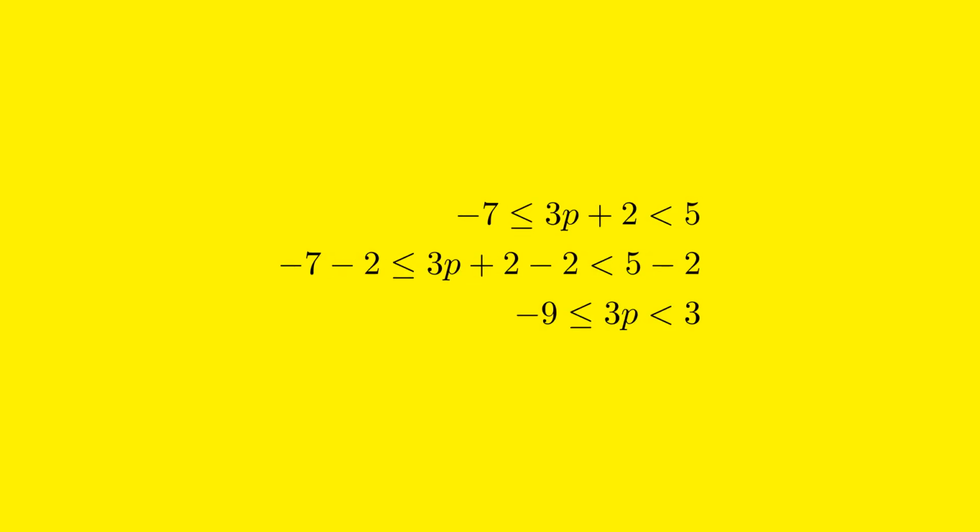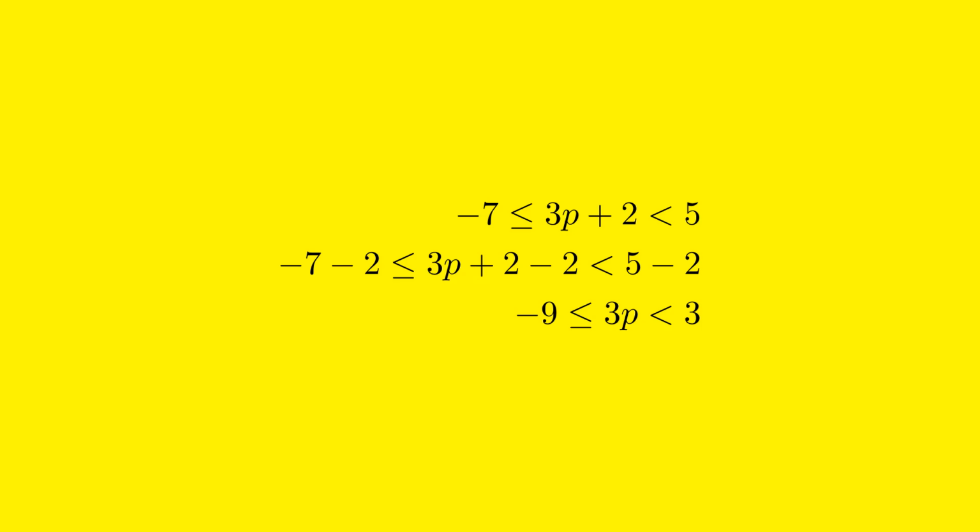We begin with the given double inequality. -7 is less than or equal to 3p plus 2, which is less than 5. Step 1 is to isolate the term with the variable, 3p, in the middle part of this inequality. To do this, we will subtract 2 from all three parts of the inequality to maintain the balance.